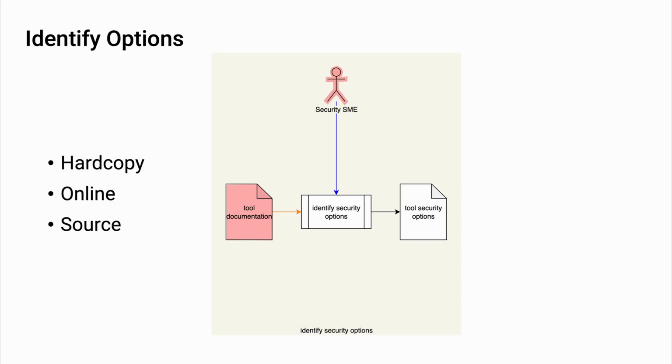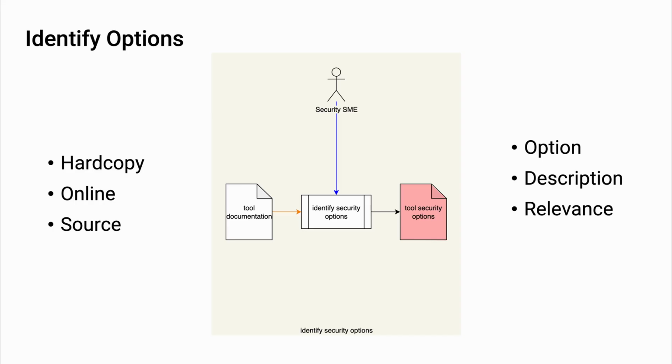The cybersecurity SME is going to take this documentation and create a tool security options document that identifies all of the options that are available within the cybersecurity realm for that tool. This list will contain a 4-tuple of information containing the option itself, a description of the option, the relevance of the option in the cybersecurity context, and the class of the option.